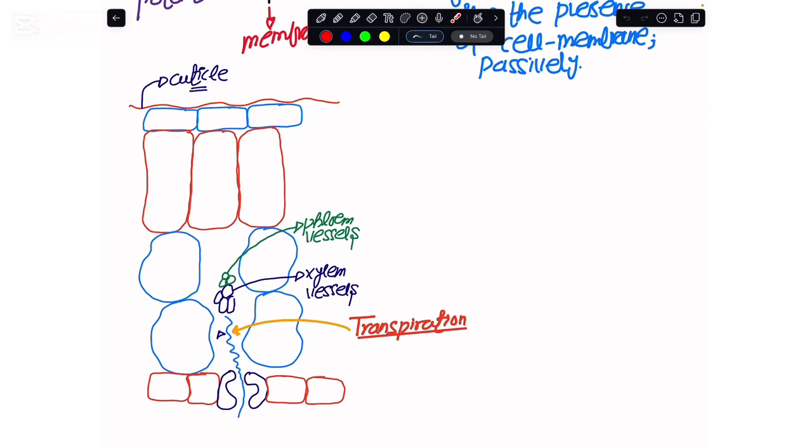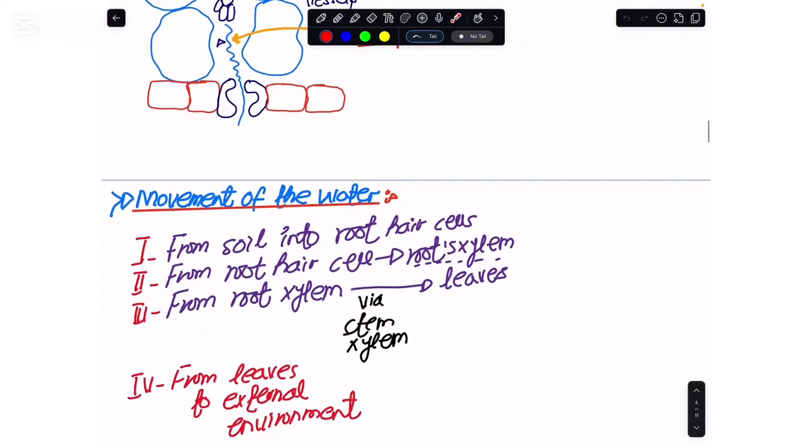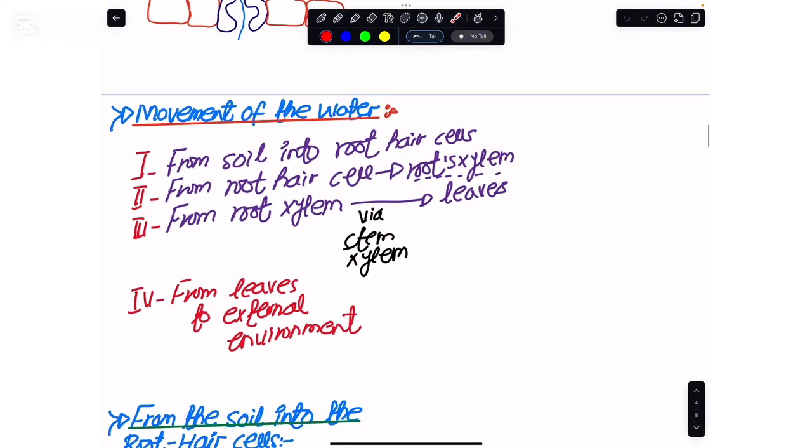So if I have water molecules here in the air spaces of the spongy mesophyll cells, and I cause these water molecules to move into the external environment, this is what we would refer to as transpiration. So if I were to split this movement of the water, firstly I would move the water from the soil into the root hair cells. And then I would move the water from the root hair cells to the root xylem itself.